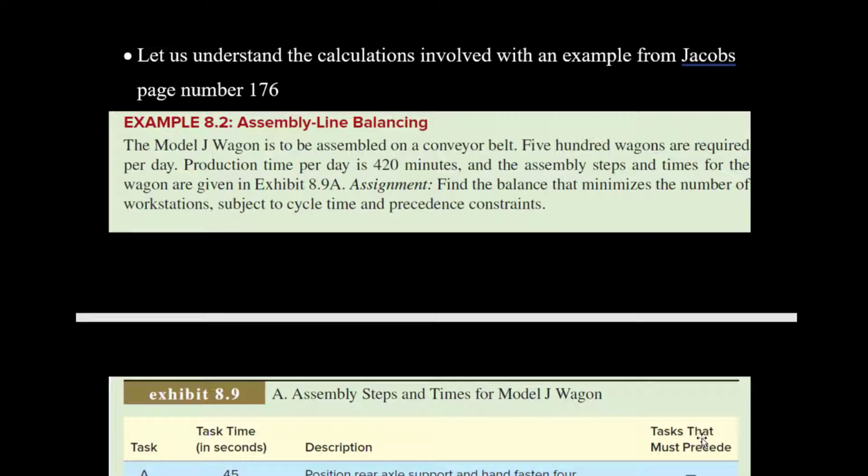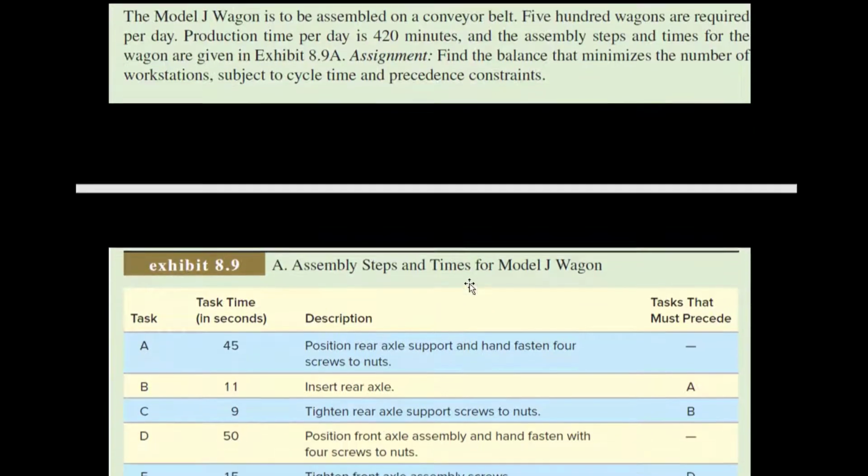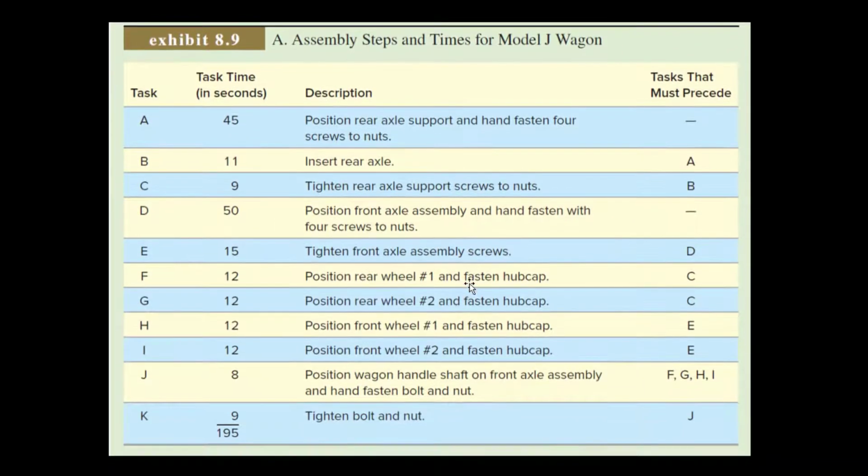So we need to balance the line so that it minimizes the number of workstations as well as minimizes the idle time, right? But we have to make sure that the cycle time and the precedence constraints are adhered to. So these are the details of each and every step.